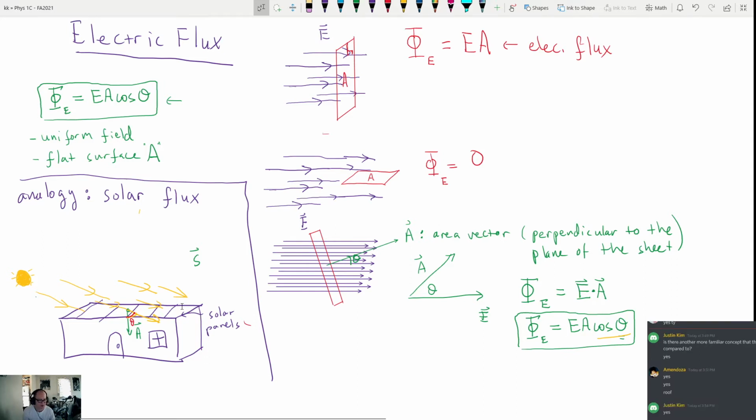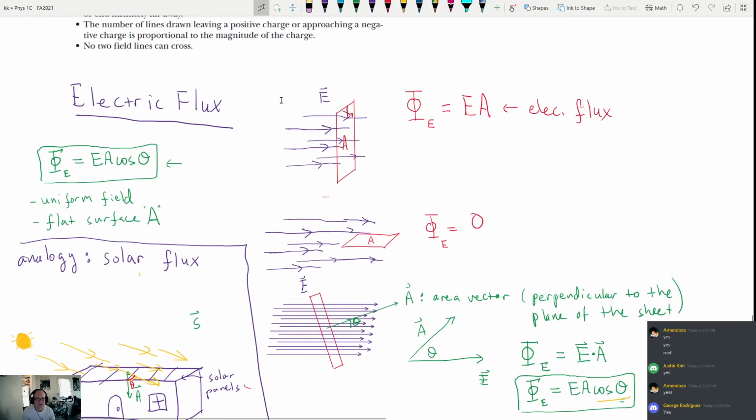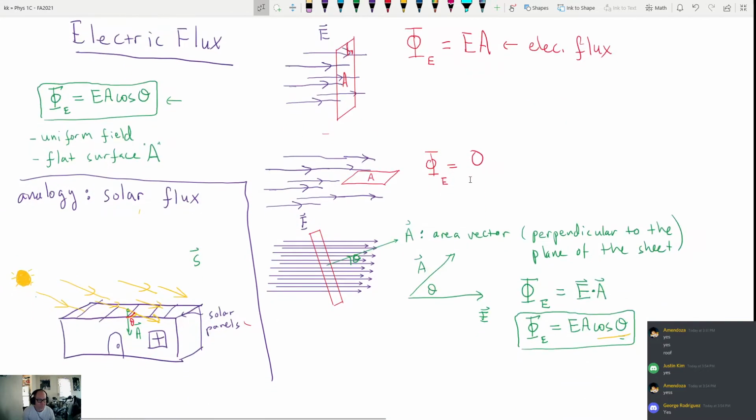Electric flux is the same concept, except that instead of using the invisible rays of light from the sun, you have to use electric field lines that we just finished talking about. And what we're going to find out next is that the number of electric field lines is going to be directly proportional to the flux. Okay? Anyone have any questions?